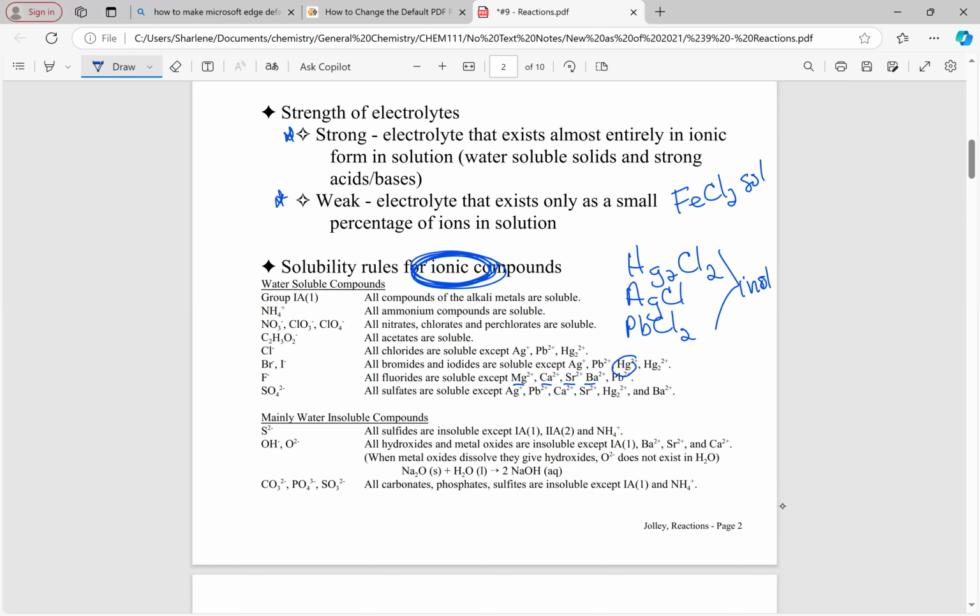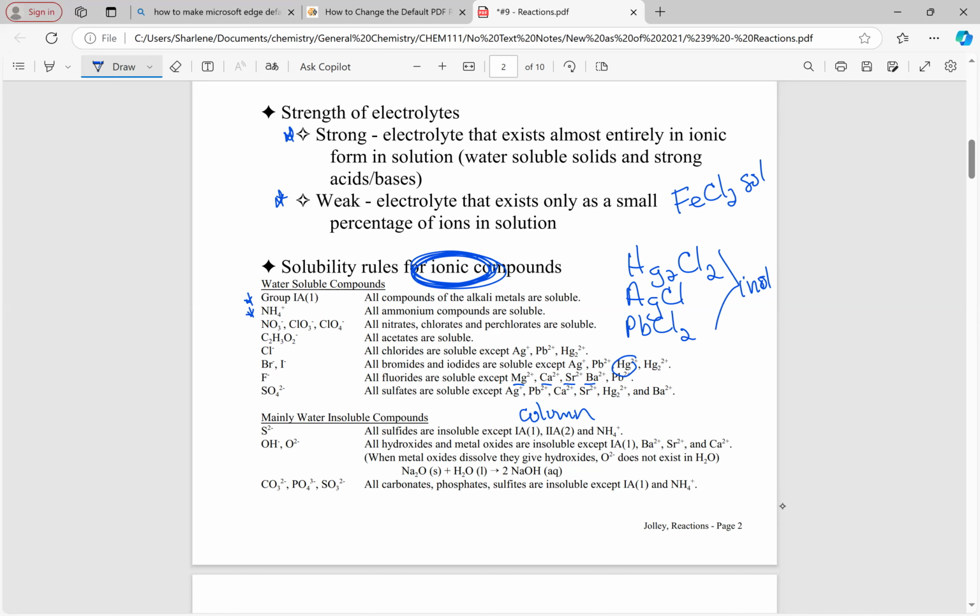The bottom, the way you would read it is all sulfides are insoluble except, and so these stand for columns, except column 1, column 2, and ammonia, which makes perfect sense because there's column 1, there's ammonia, and then column 2 happens to be our alkali earths.